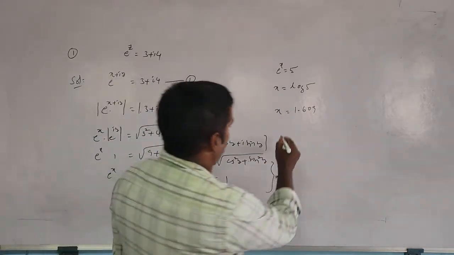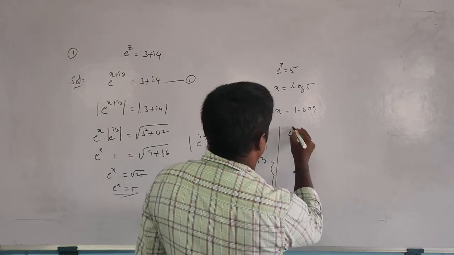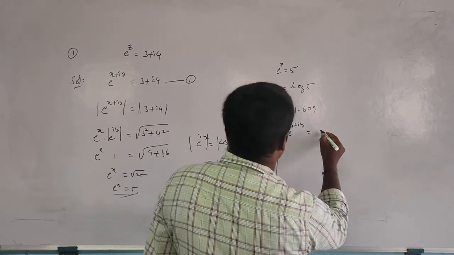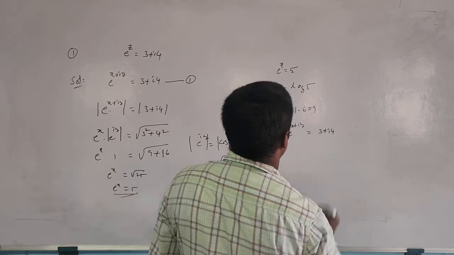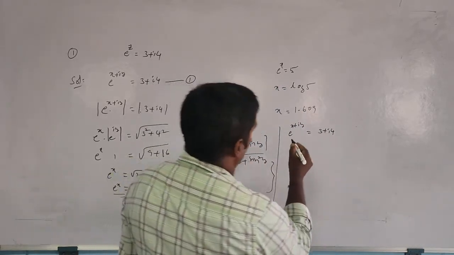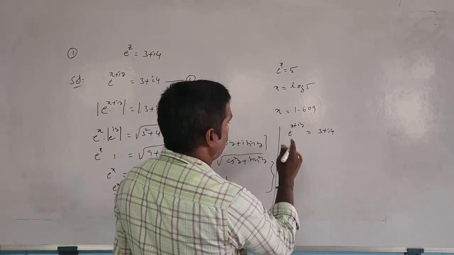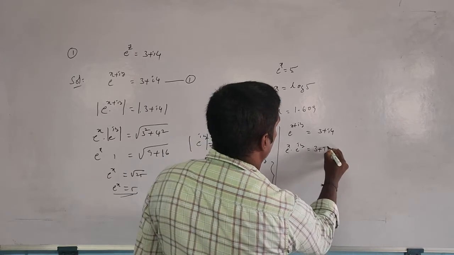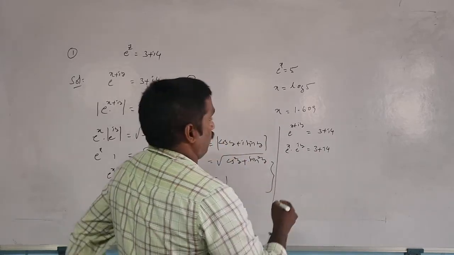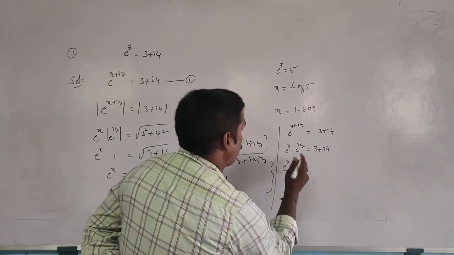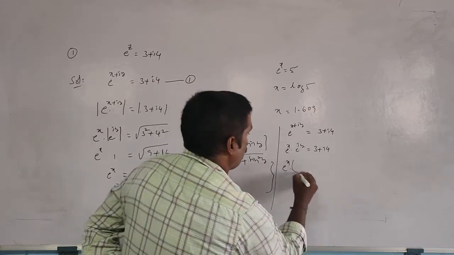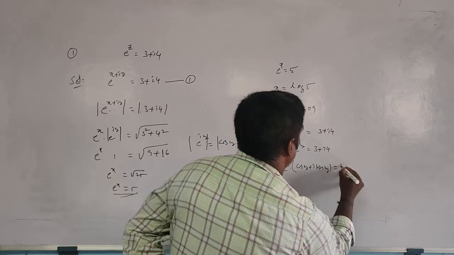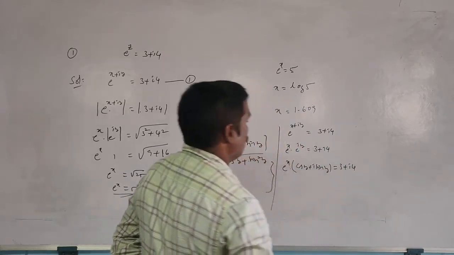So e^(x plus iy) equals 3 plus i into 4 from equation 1. So e^(x plus iy) can be written simply as e^x into e^(iy) equals 3 plus i into 4. So e^x into e^(iy) can be written as cos y plus i sin y, equals 3 plus i into 4. Now compare.